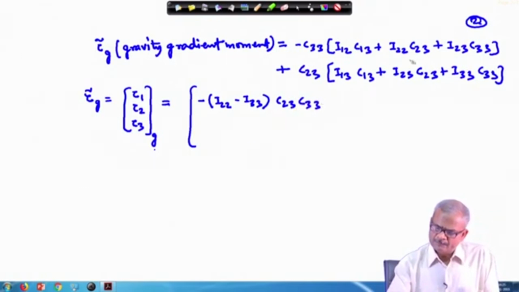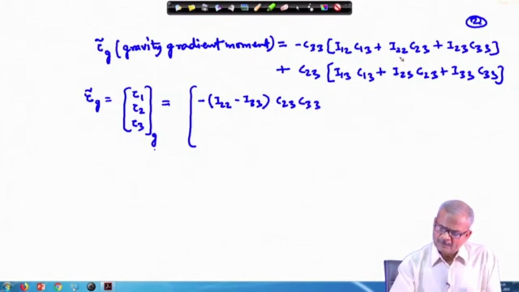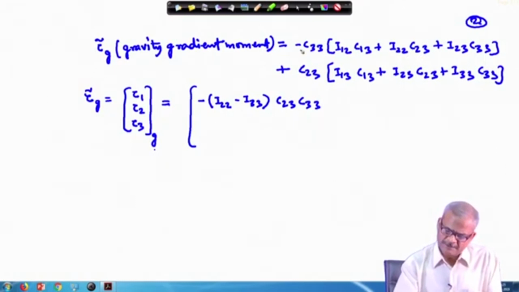I22 times I23, I22 times C23 and C33. So, with this there is a minus sign. So, I22 C23 C33 with this minus sign appears. So, this particular term is inserted here in this place.